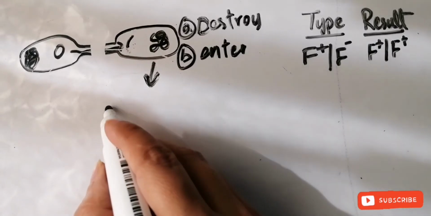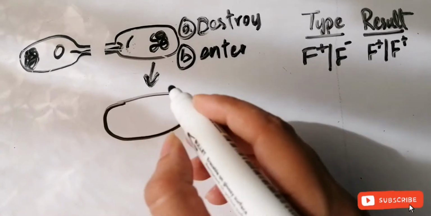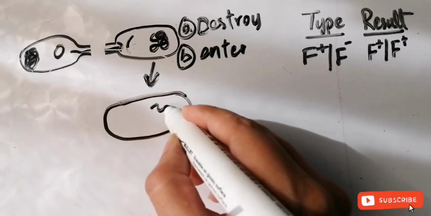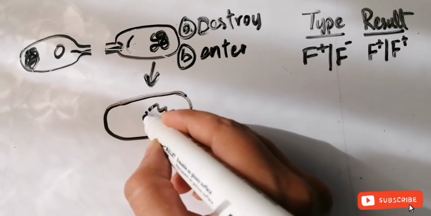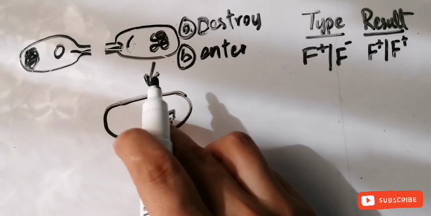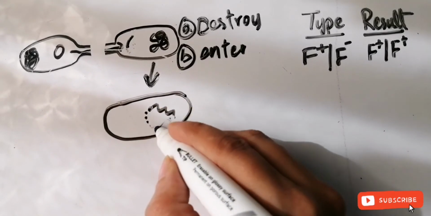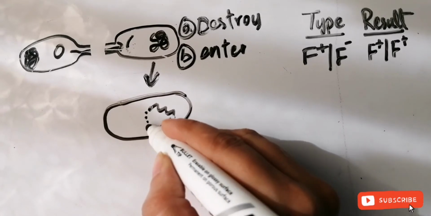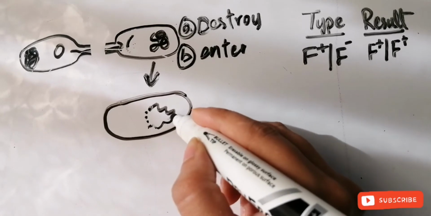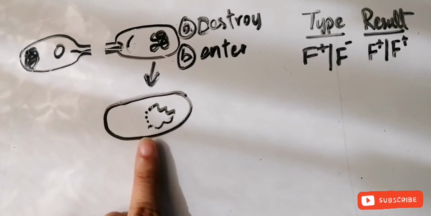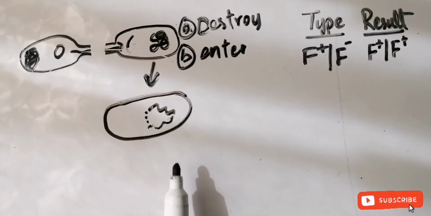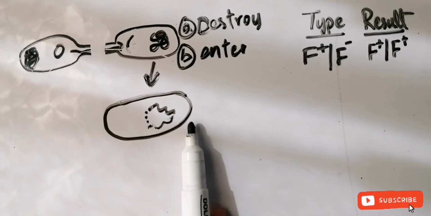This cell will now look something like this. This is the bacterial chromosome, and I'm representing the plasmid with dots. These dotted segments show the plasmid that entered and integrated into the chromosome of the bacteria. So now the bacterial chromosome is completely changed.